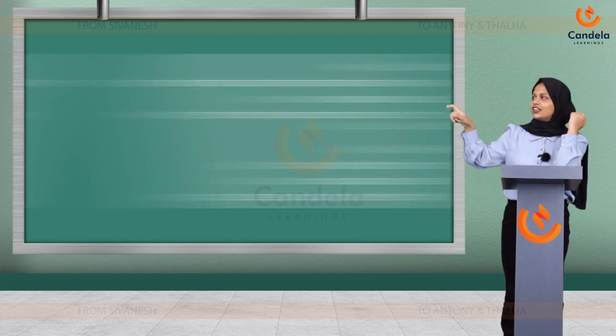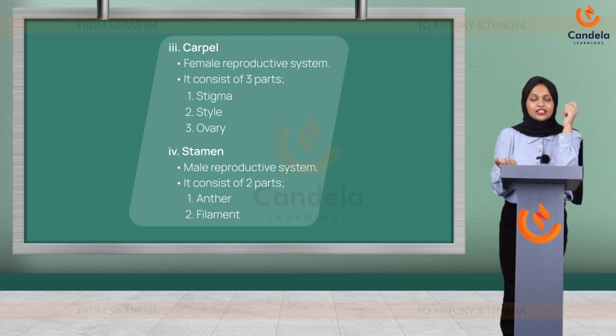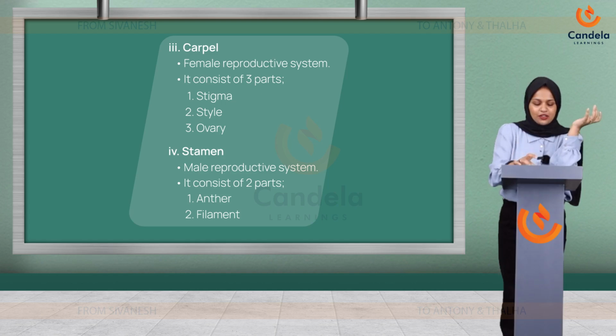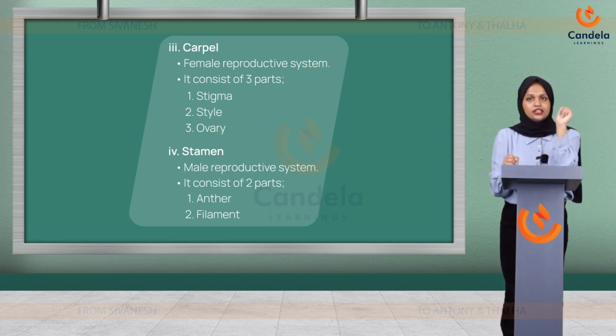Then comes the third part, which is known as the pistil. The pistil is also known as the carpel. The carpel is the female reproductive organ, and it consists of three parts: the stigma, style and ovary. We'll have a detailing on the carpel later, but for the time being, just know that these are the different parts of a carpel. Then what is the last part? It is the stamen. The stamen is the male reproductive organ, and it consists of two parts: the anther and the filament.